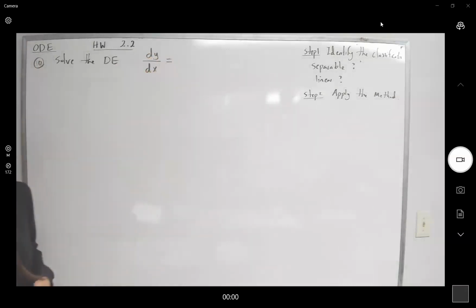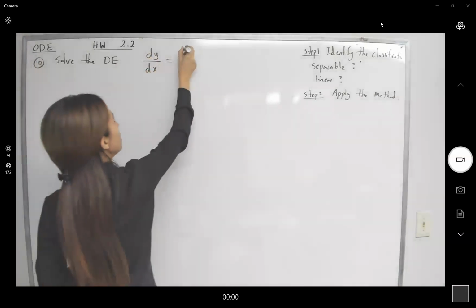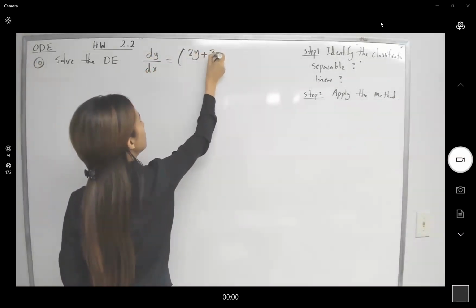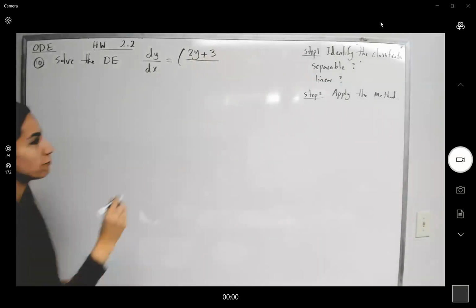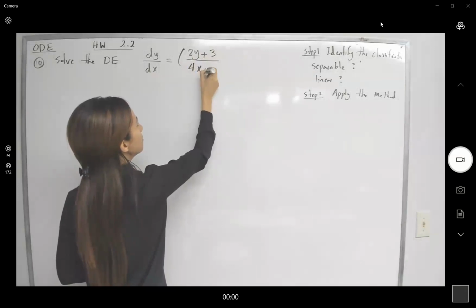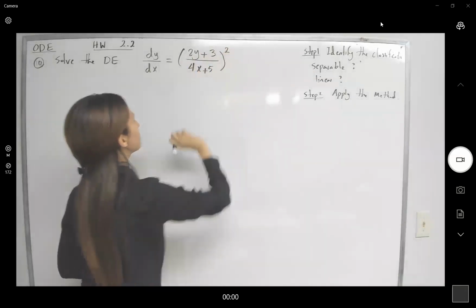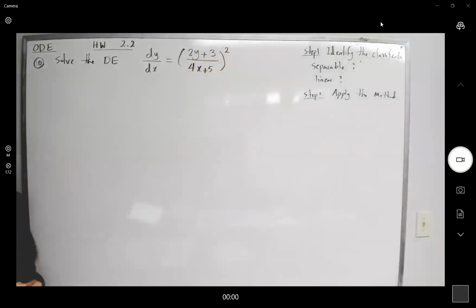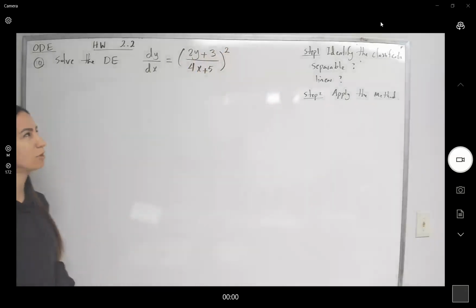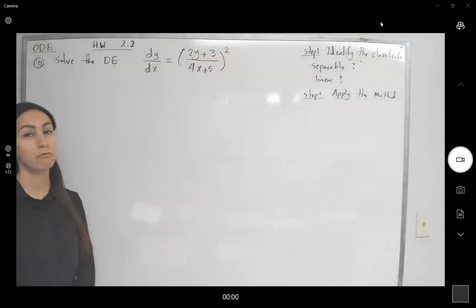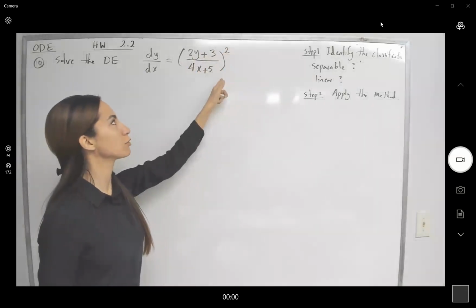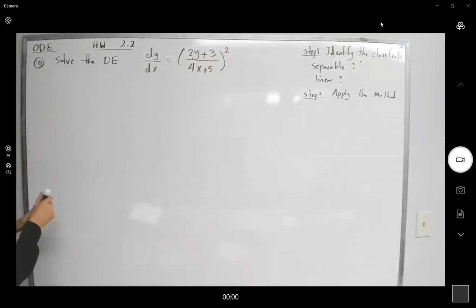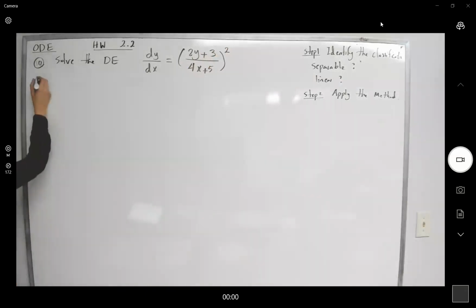And on the right-hand side, we have (2y plus 3) divided by (4x plus 5) to the second power. So is it separable? Okay, let's see what we can do. First of all, from algebra, we can separate the exponent for the numerator and the denominator. Again, doing pure algebra.